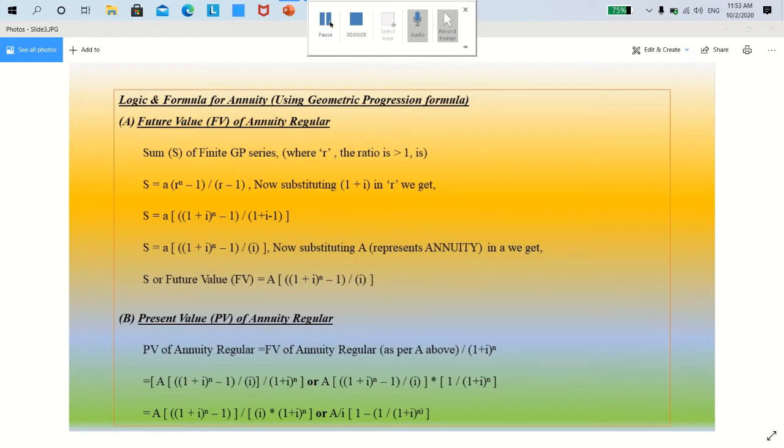Students, in furtherance to whatever you have been taught about the basic concepts pertaining to annuity regular and annuity due or immediate plans, let us now move on with trying to understand the formula that is to be used with respect to calculation or computation of future value of annuity regular and present value of annuity regular. Now, why is it that we are going to look at this formula now?